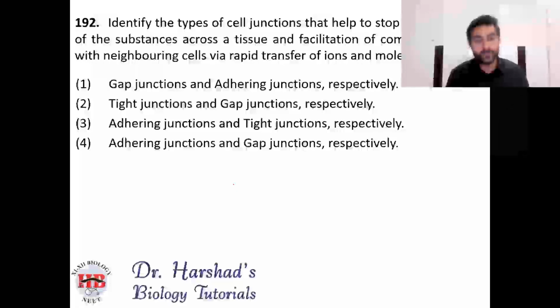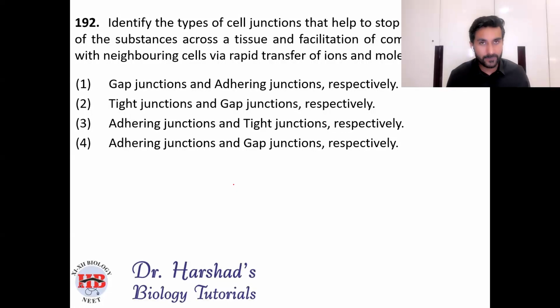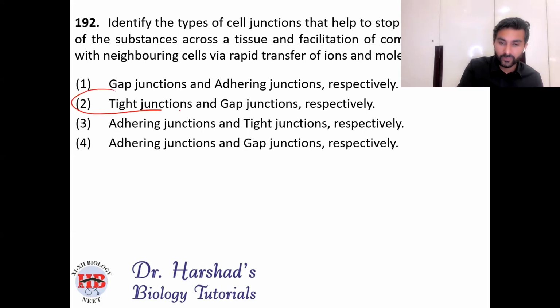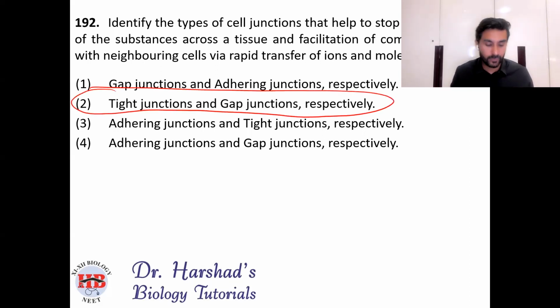The next question is about cell junctions. Now they've asked you about 2 types of cell junctions. One which stops leakages. If you remember, leakage stopping is done by tight junctions. So the first one is tight junctions. Communication by ion transfer is done by gap junctions. They have told you about tight and gap junctions respectively. So our answer would be option number 2.